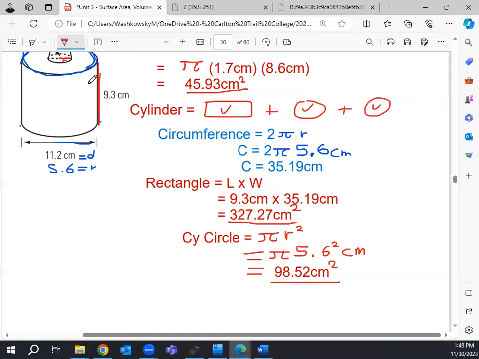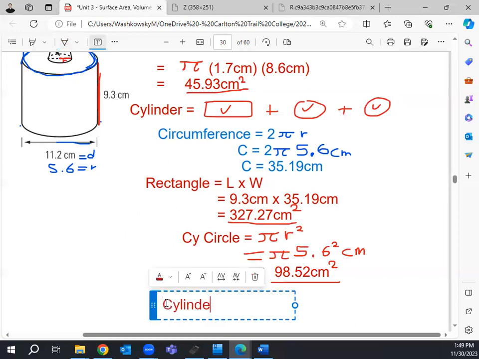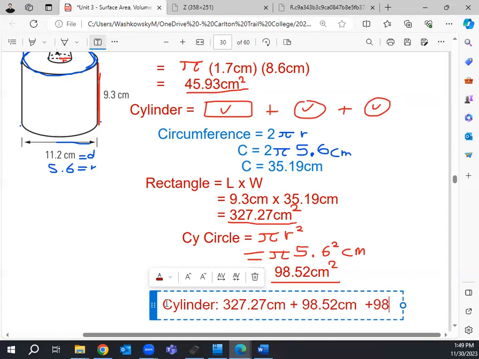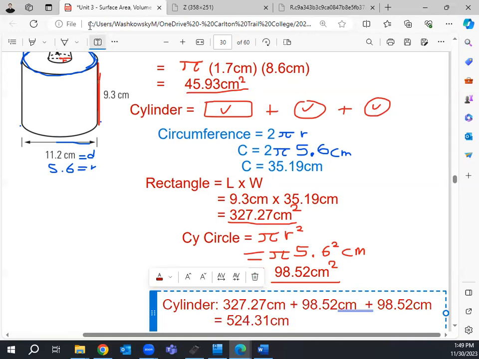But I am not done. I still need to know what the cylinder is. I have all the keys for it. So the cylinder is one of those rectangles, 327.27 centimeters squared, plus two of those cylinder circles, 98.52 centimeters squared, plus 98.52 centimeters squared. Which if I add all that up is going to be equal to 524.31 centimeters squared.